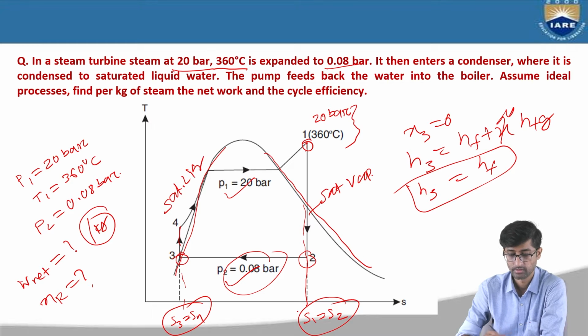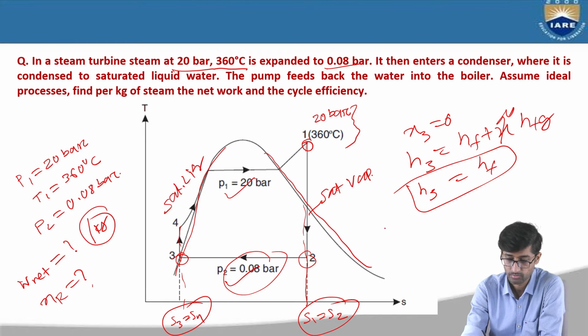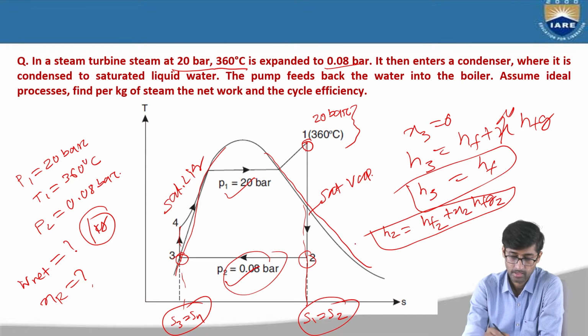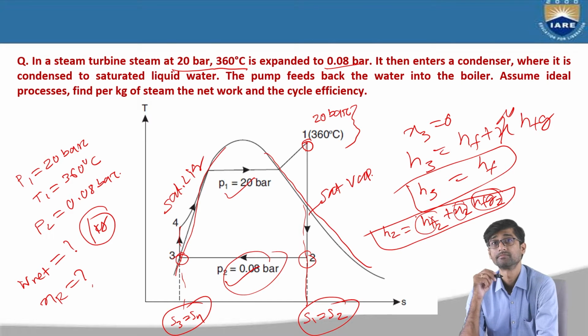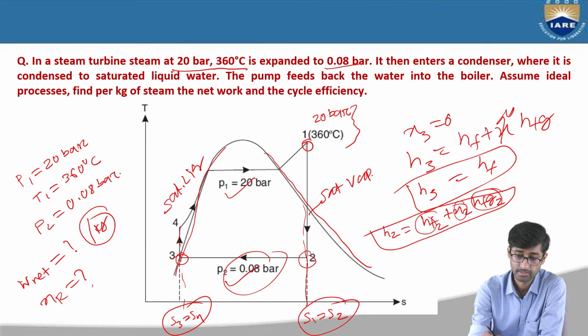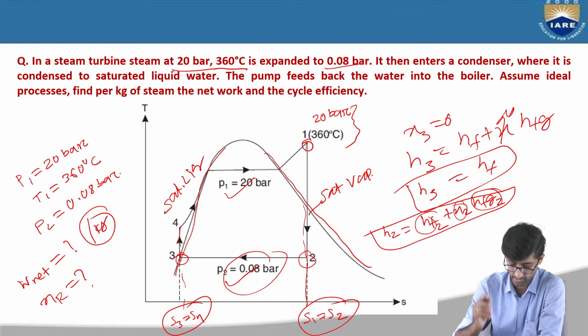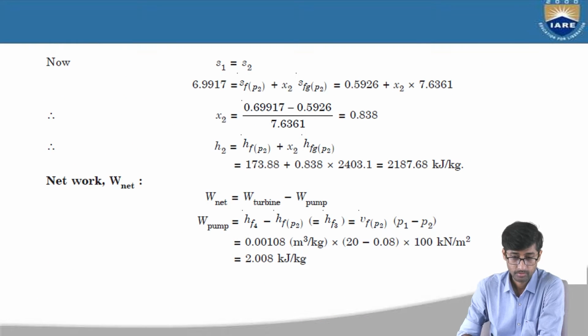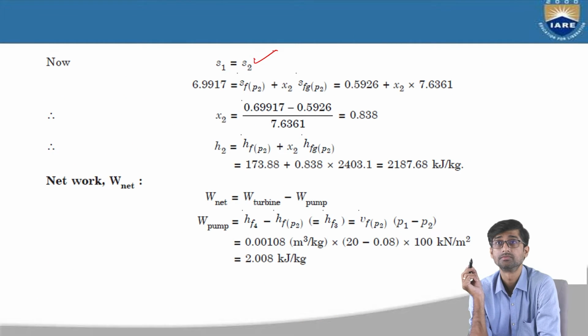Right? So now, H2 is equal to HF plus X2 into HFG2. At pressure 0.08 bar, from the steam table, you find the values of HF and HFG2. But what is the value of the dryness fraction here? You have to calculate that to get H2, right? Now, what you have to do here: process 1 to 2 is an isentropic process, right? S1 is equal to S2. Put it here, S1 is equal to S2.